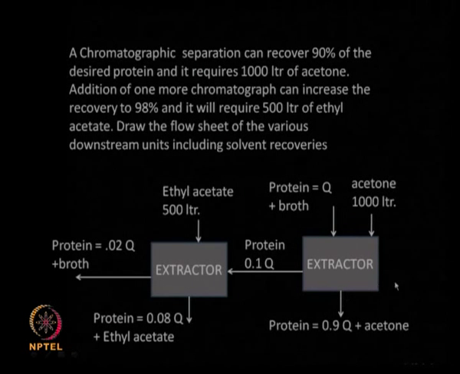So you have 90% coming out with the acetone fraction and you have 8% coming out with the ethyl acetate fraction. So the problem is, draw the flow sheet of the various downstream units including solvent recoveries. So obviously it is going to have two extractors. First extractor is going to work using acetone as your solvent and the second extractor is going to use ethyl acetate as your solvent. So generally these extractors are called mixer settlers.